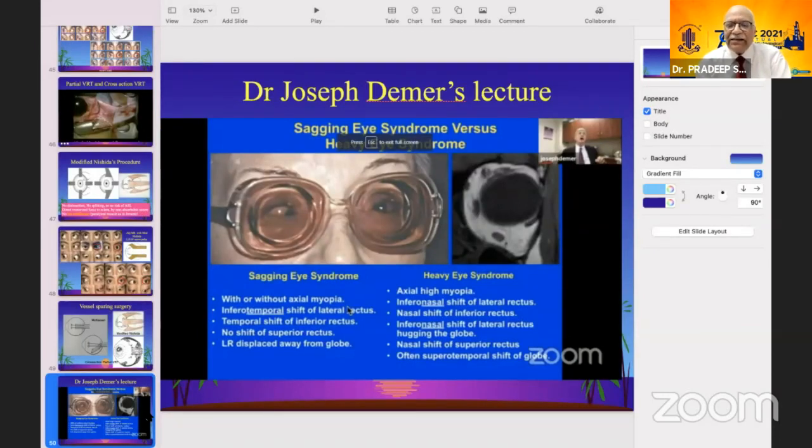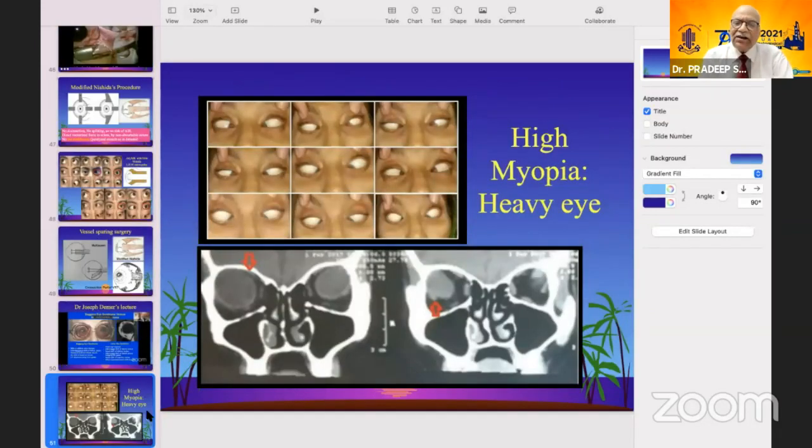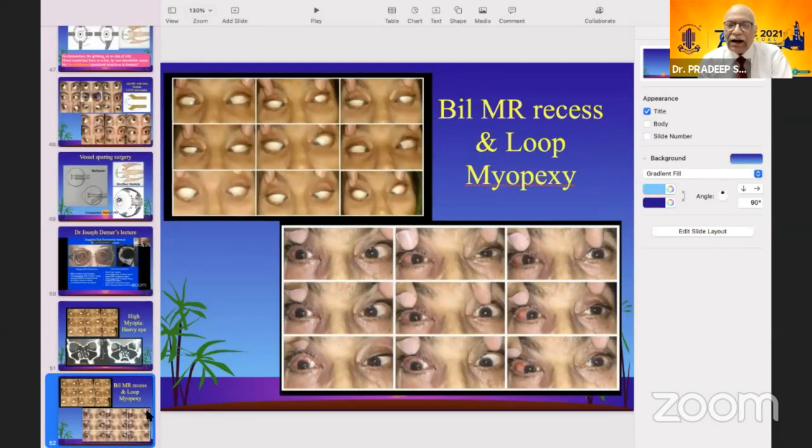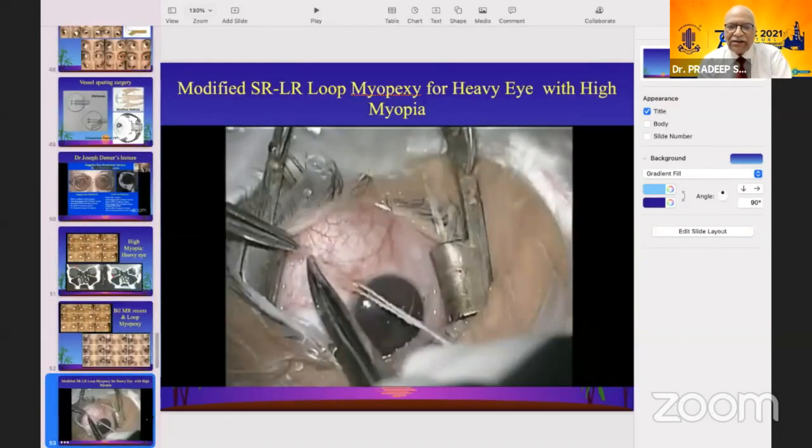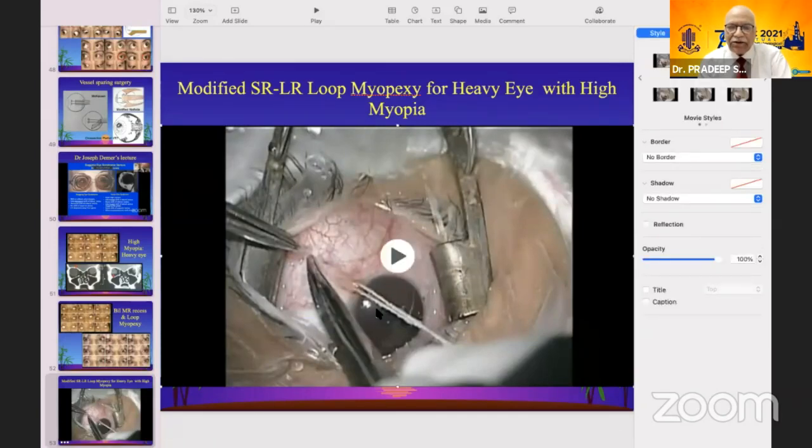I remember Dr. Joseph Demer gave a very nice lecture on the sagging eye and the heavy eye. So using the technique of modified Nishida, I have changed the technique for the SR-LR loop myopexy, and it's now relatively easier. I would do bilateral MR recession if the FDT is tight for MR, and the loop myopexy is shown in this video, which you can see.